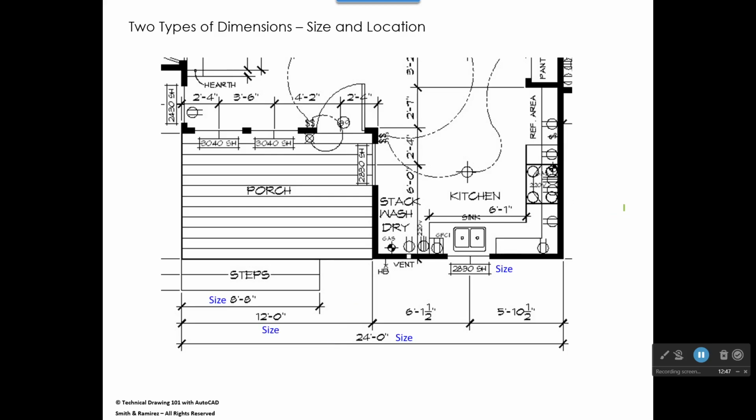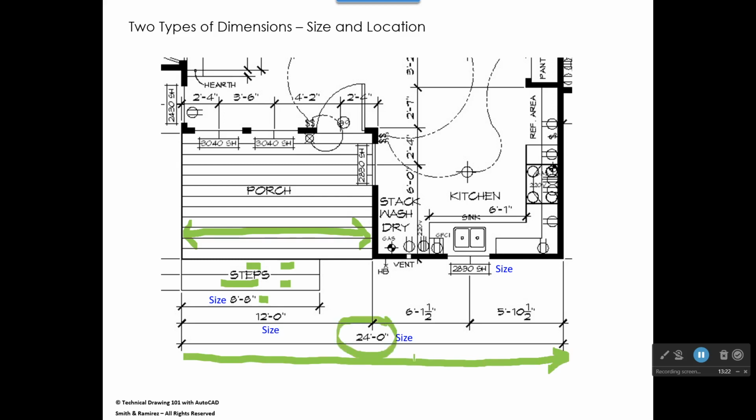So when we're dimensioning, there are really two types of dimensions, just like there are in mechanical. There are size dimensions. So for example, we have a porch. There's a porch step right here. There's a step here and a step here. And the steps up to the porch are 8 feet, 8 inches wide. But the distance from the side of the porch all the way across the porch in this direction right here, the porch is 12 feet wide. So these are examples of size dimensions. And this little cabin, the total width of the cabin is 24 feet, 0 inches.